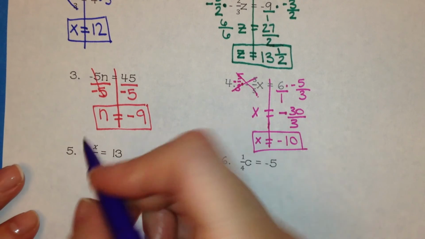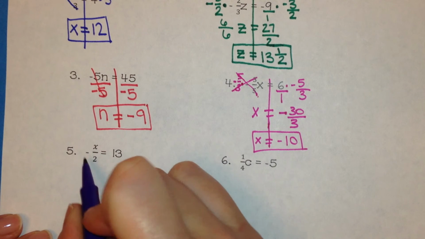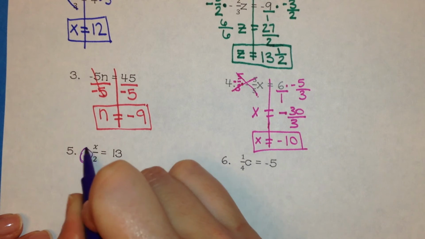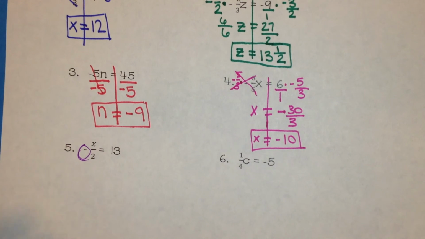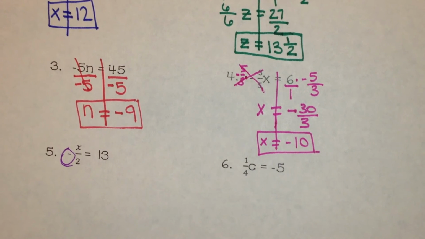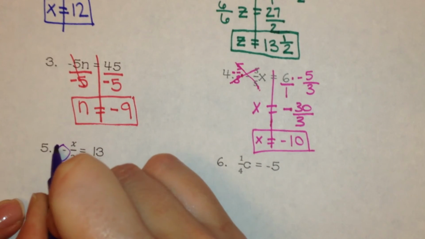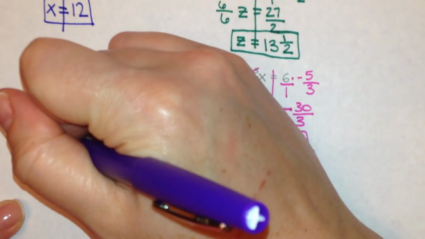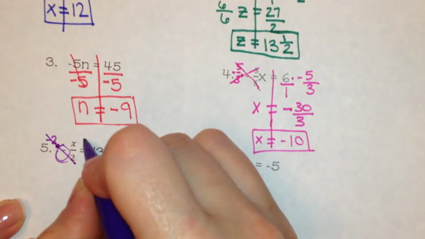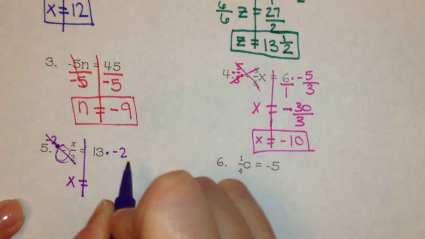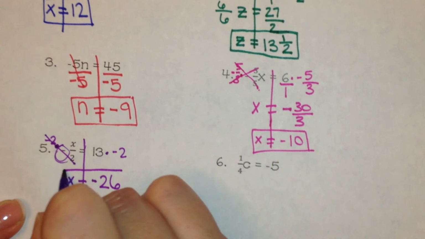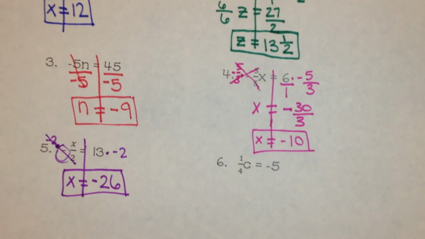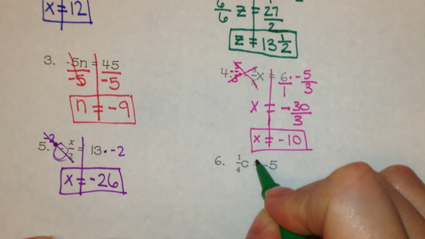All right, and number 5. X is being divided by 2, but it is negative. I have to get rid of that negative. I can't leave it as negative x, because I do want x all by itself. So we're going to multiply both sides by negative 2. So the x is being multiplied by negative 2. Negative 2 divided by negative 2 is positive 1. So I have x equals 13 times negative 2 is negative 26. So be careful when you're dealing with the negative values. You need to make sure that you get x, positive x, by itself.